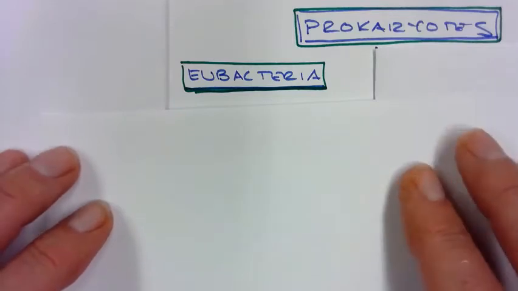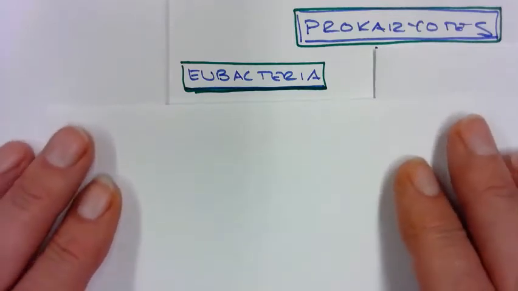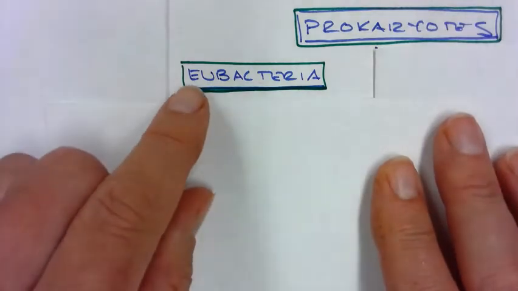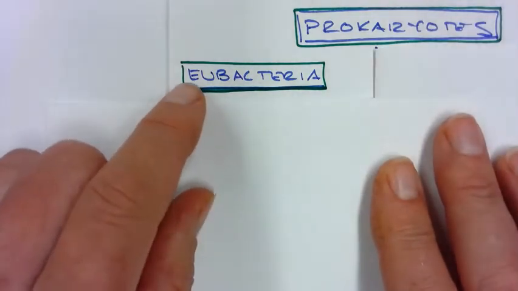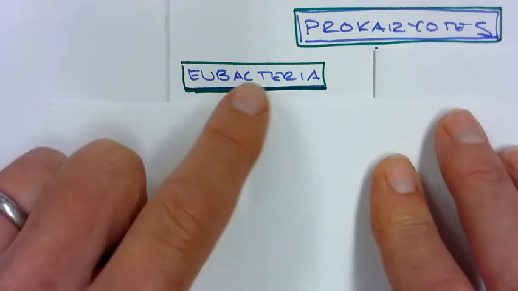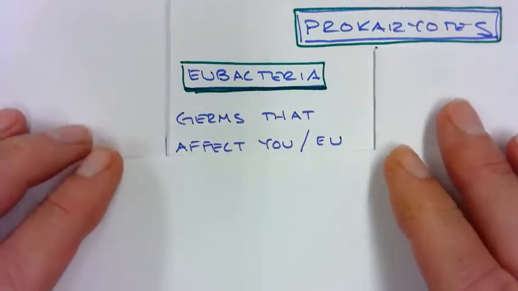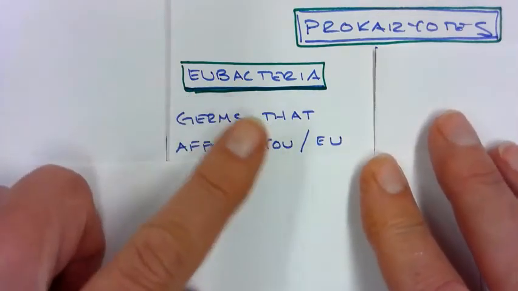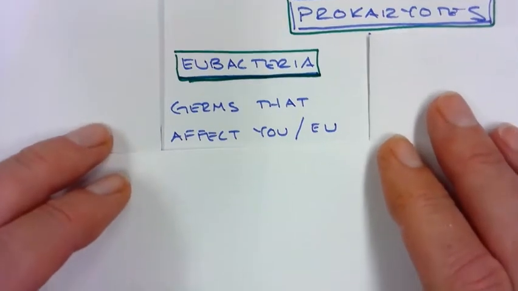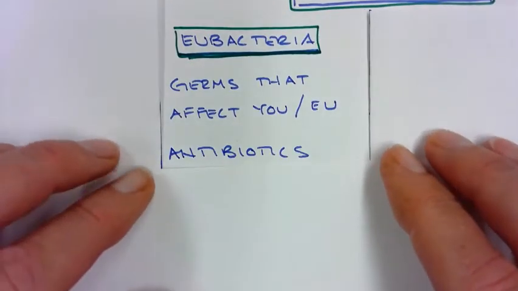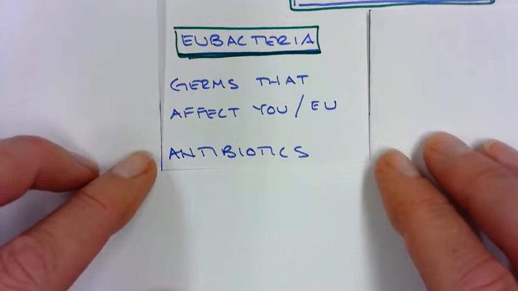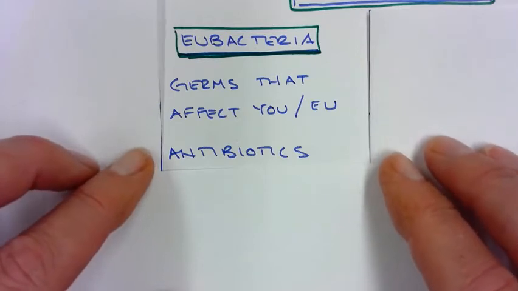Let's examine one type of prokaryote. They are called eubacteria. Again, it still has the EU in it, eubacteria. So they are bacteria that affect you. And again, that's a way to remember it. Eubacteria are ones that are treatable with antibiotics. They will fight that off and kill it.